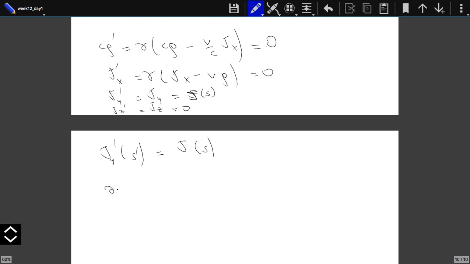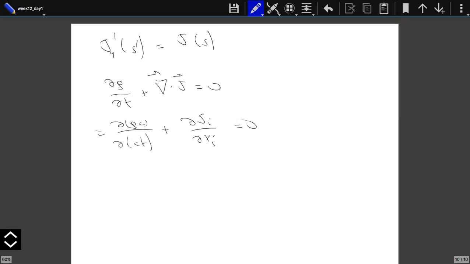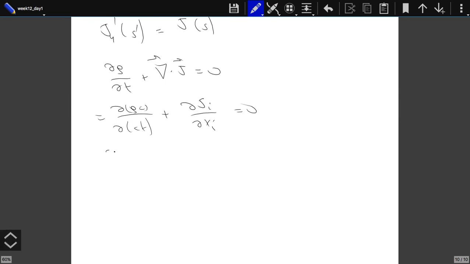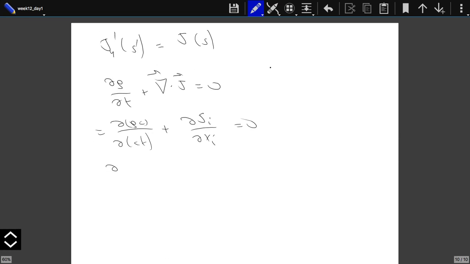Now let's look at this thing. We said that ∂ρ/∂t plus ∇·j should be equal to 0. This is current conservation. ∂(ρc)/∂(ct) plus ∂j_i/∂x_i should be equal to 0. Let me call this whole object j^μ, equal to ρc and j.